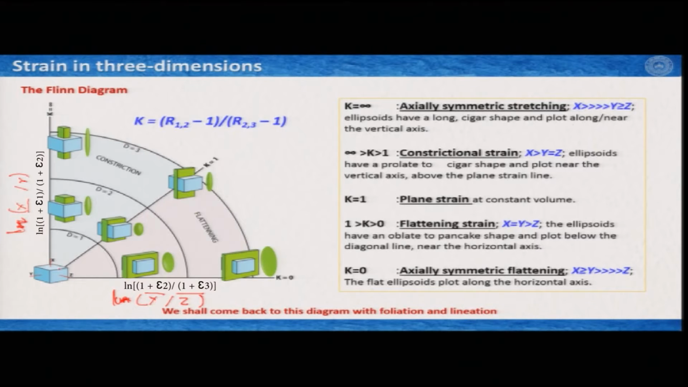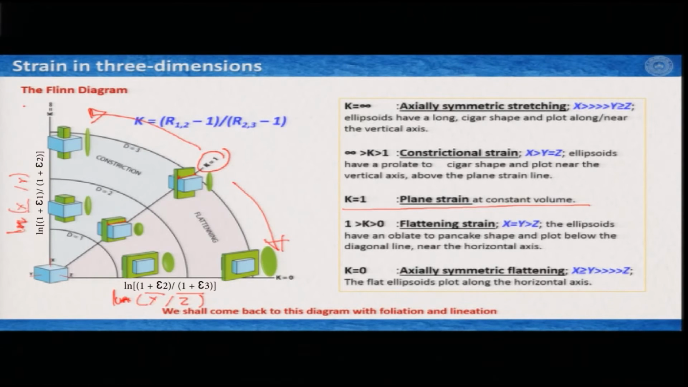So, as we said, along this line, which is running 45 degrees with respect to the x and y axis, this is where k equal to 1, and as we have said, k equal to 1 gives you plane strain at constant volume. As you can see here, at this magnitude of strain, the y axis remained constant. Even if I increase the strain magnitude, the y axis remains constant, but it extends along x and shortens along z direction.